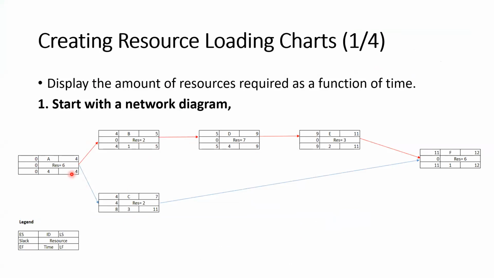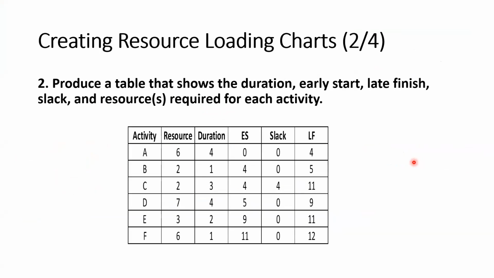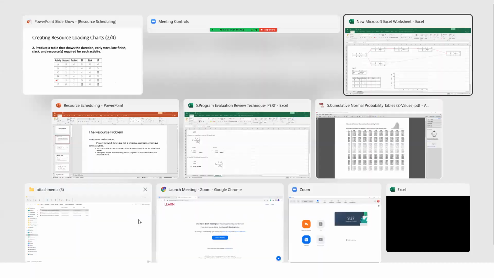So can you remember the thing that we have to do, right? So we have to start with the network diagram, right? After starting with the network diagram and after doing all this calculation, we have now identified the critical path, right? So we have done up to this point, right? So the next step that you have to do is produce a table that shows the duration, early start, late finish, slack and resources required for each activity. Then you have to draw this kind of table, right? So there are some activities, so we will do that part here, right?